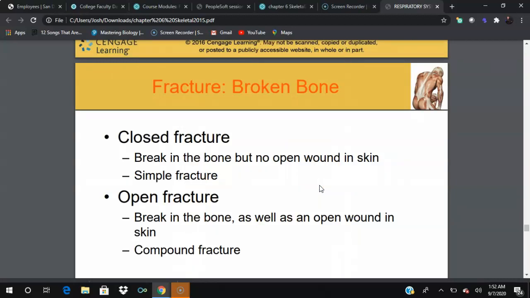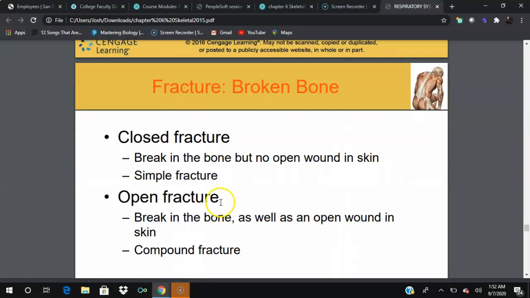Now we have some different kinds of fractures. So obviously there are case scenarios where the bones can break. And so the word for a broken bone is called a fracture. There are a number of different ways to classify and denote fractures. The first classification is looking at whether something is open or closed.